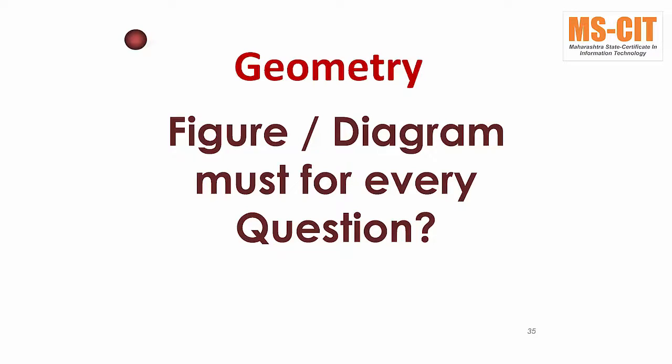For example, let A be the event of getting so and so. This statement is important. Only writing A is equal to and directly solving that sum is not good. You may lose some marks for that. In geometry, a figure or diagram is a must, compulsory for every question. Question may be of 1 mark, 2 marks, 3 marks, but drawing a figure is compulsory.